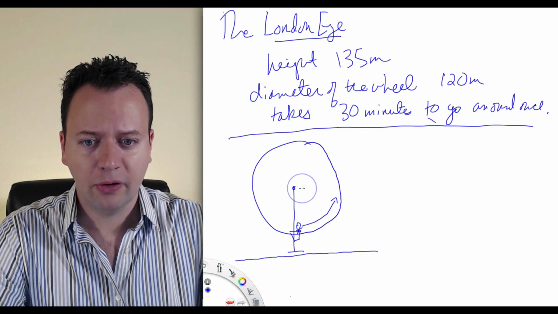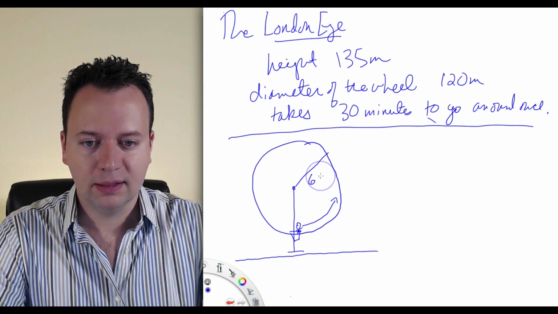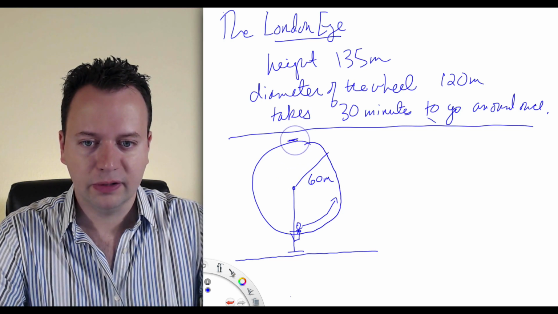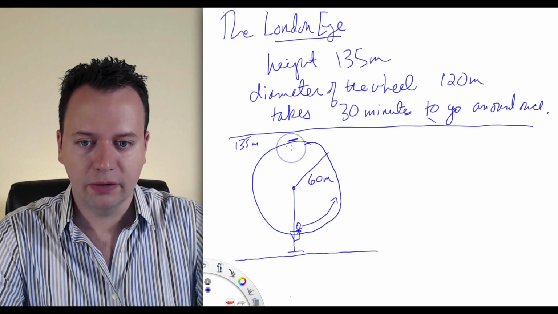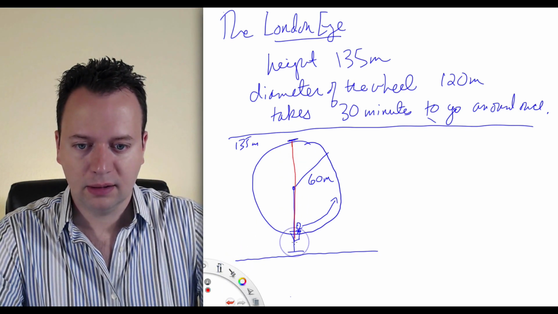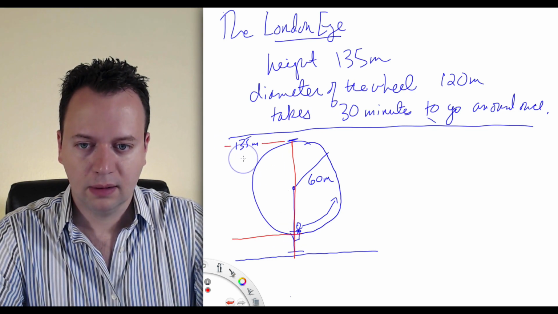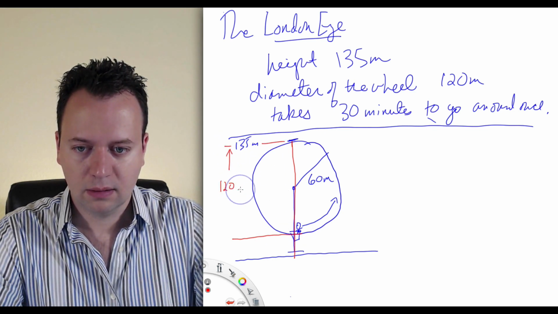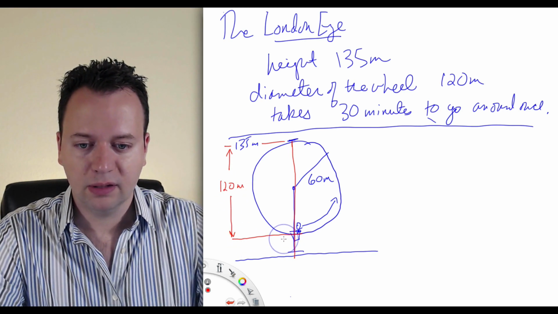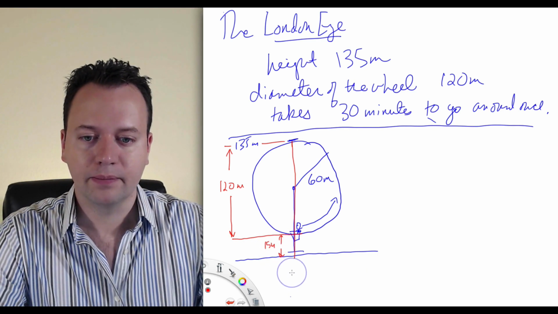So since the diameter of the wheel is 120 meters, the radius is therefore 60 meters. And also, since the height is at 135 meters, so that's the height here, the base is 120 meters below the height, which means that the base must be 15 meters above the ground.